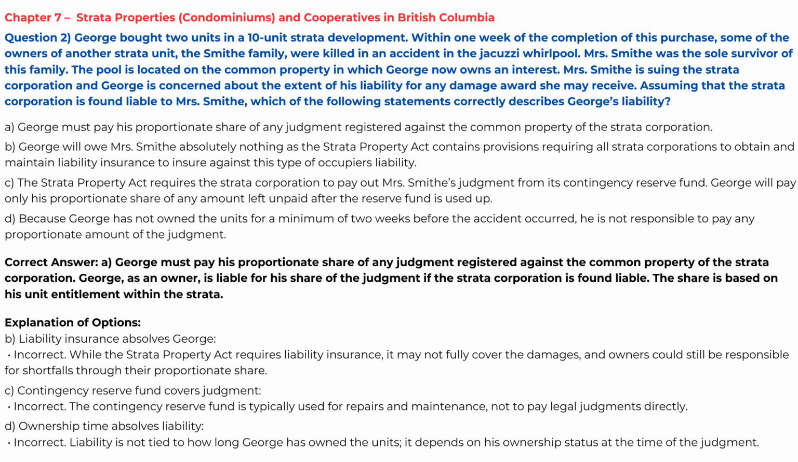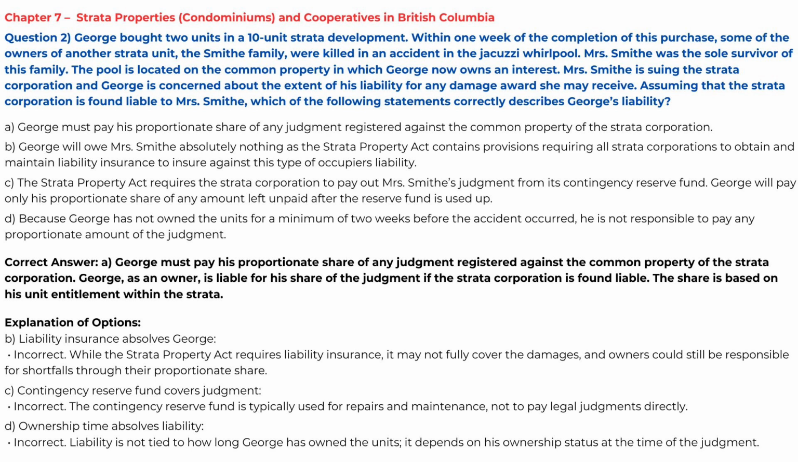Mrs. Smithy is suing the Strata Corporation and George is concerned about the extent of his liability for any damage award she may receive. Assuming that the Strata Corporation is found liable to Mrs. Smithy, which of the following statements correctly describes George's liability? Correct answer: George must pay his proportionate share of any judgment registered against the common property of the Strata Corporation. George, as an owner, is liable for his share of the judgment if the Strata Corporation is found liable. The share is based on his unit entitlement within the strata.